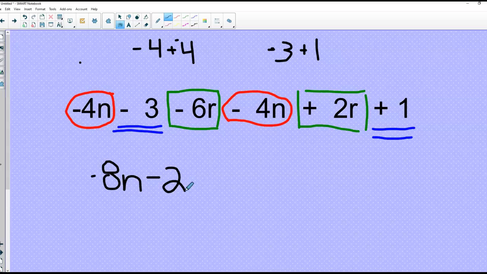And finally, I have some r's to do. Negative 6r plus 2r. If it helps, write it down. Negative 6 plus 2. Two different signs, so I subtract and take the sign of the larger number. So I get a negative 4. So I'm just going to put my minus and my 4, and I bring down the r.